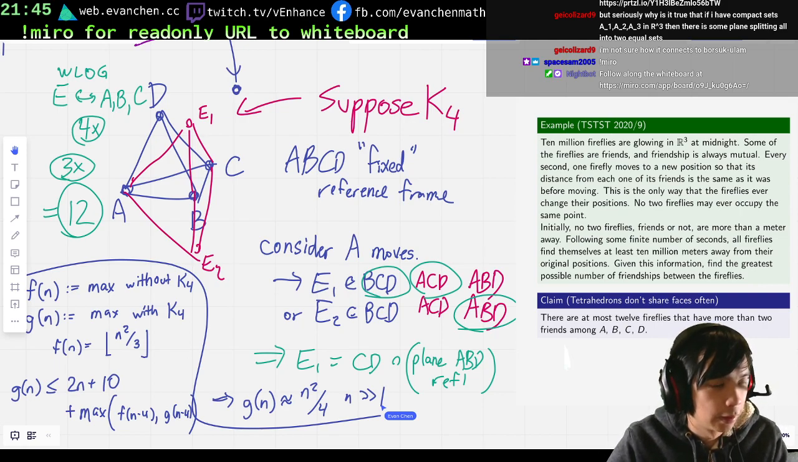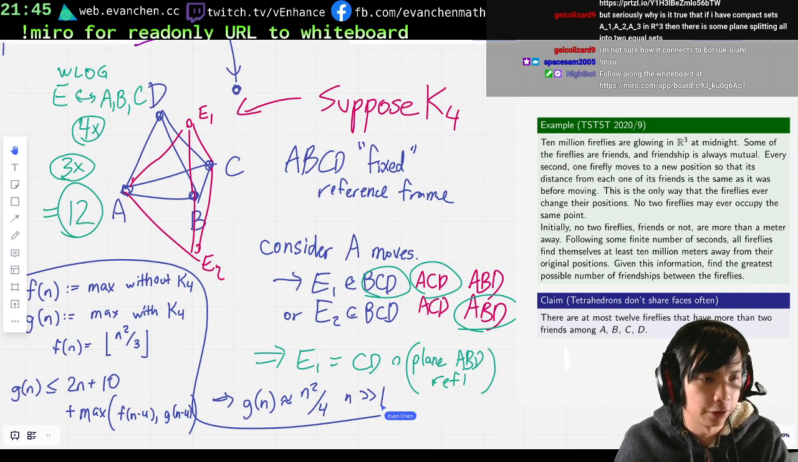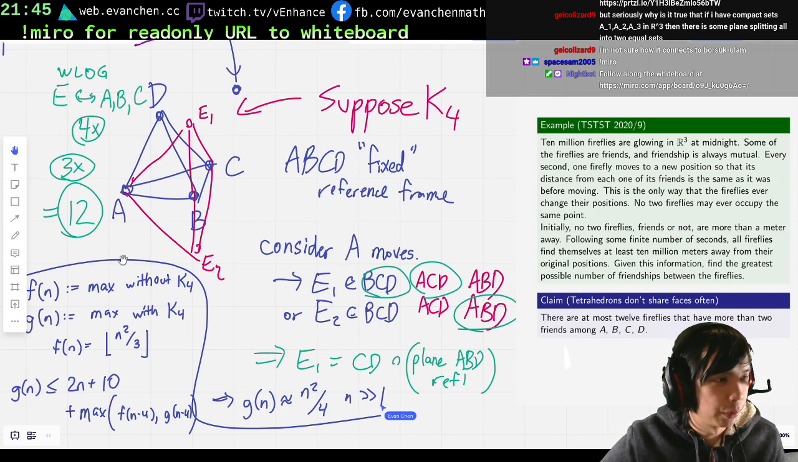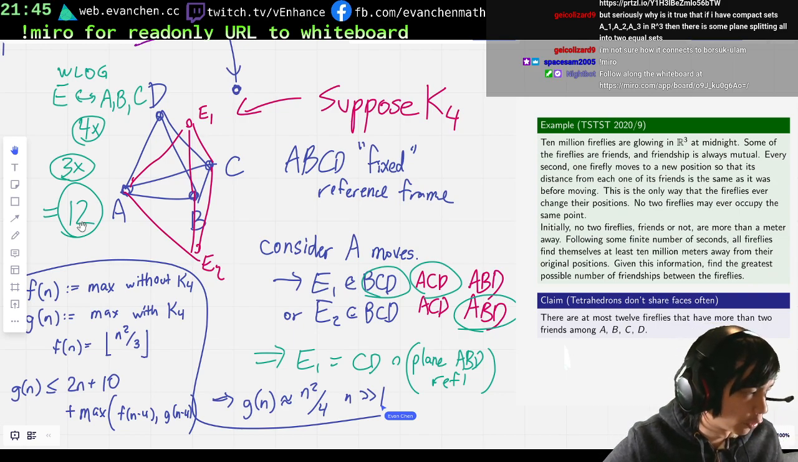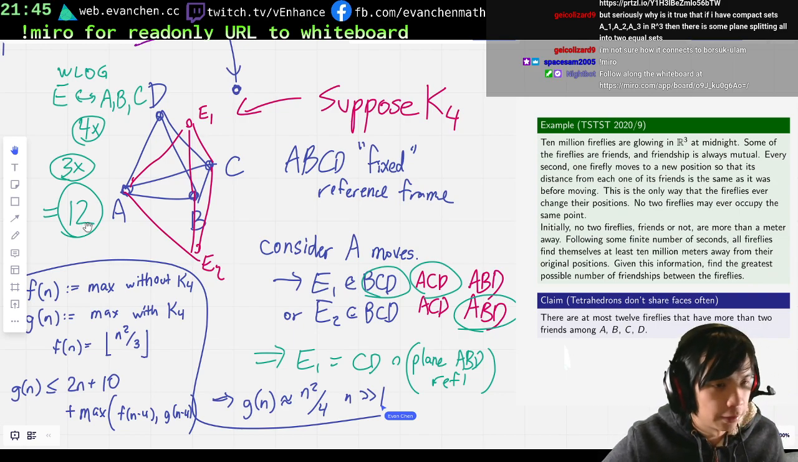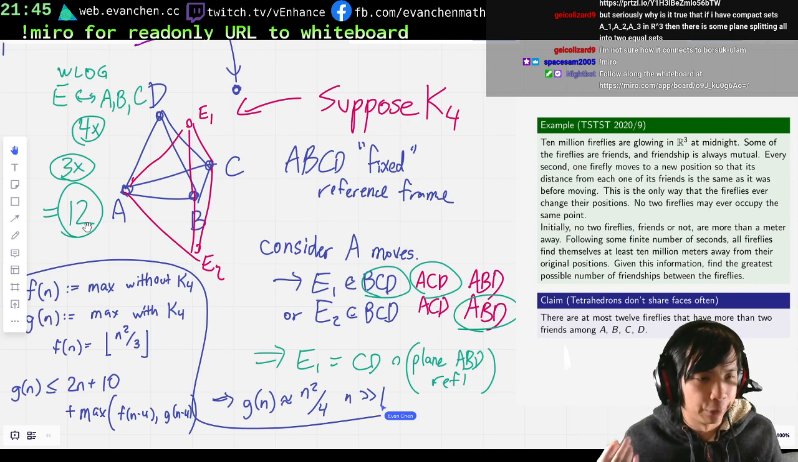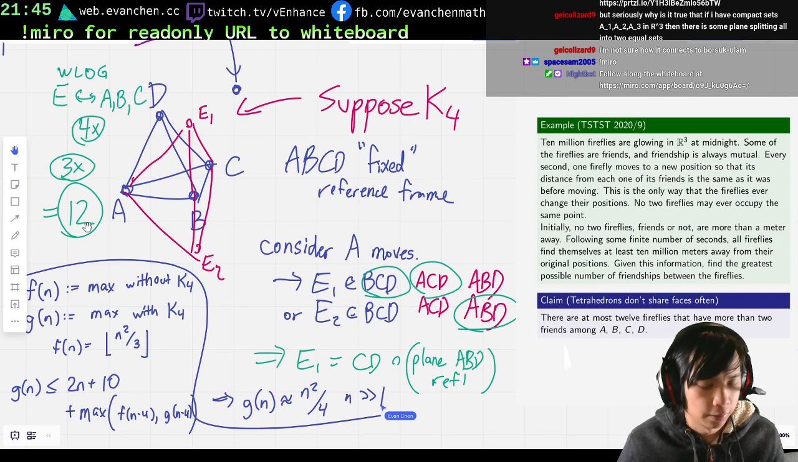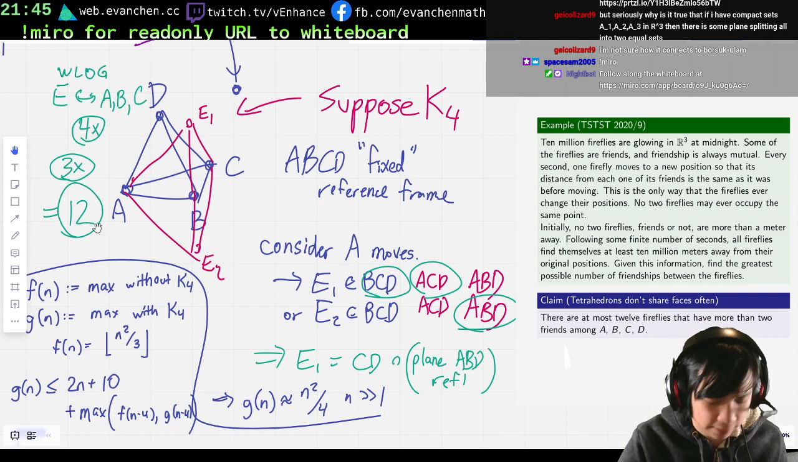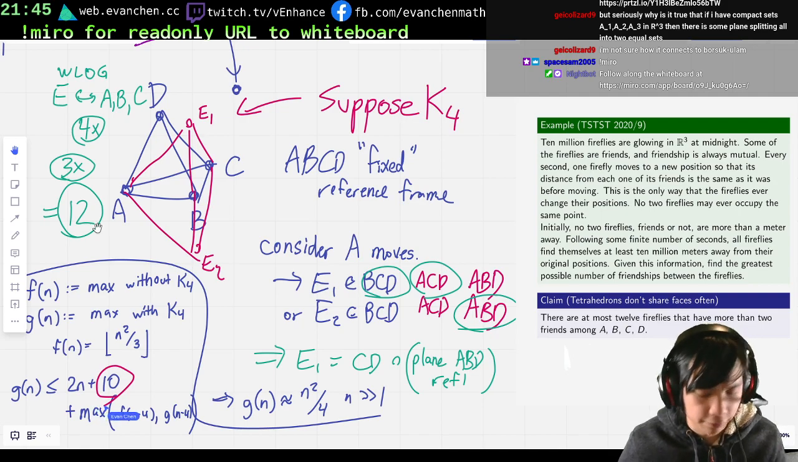But the point is, once you have the answer, you should suspect that tetrahedrons are important, and the key lemma is that tetrahedrons don't often share faces. Once you prove the key lemma with really any number, like this number 12, it doesn't matter. The proof would work equally well if this 12 was replaced with some larger constant. You just want there to be at most finitely many fireflies that form a tetrahedron. And if that 12 is increased, all that happens is this 10 becomes some larger number, but that won't change the fact that the overall order term is n squared over 4.